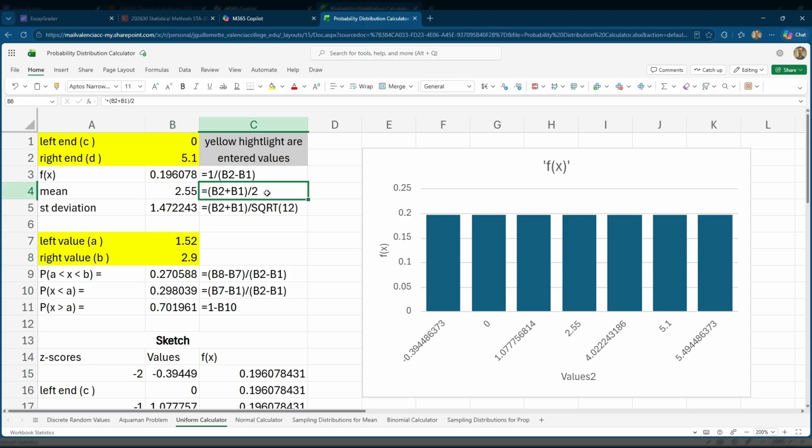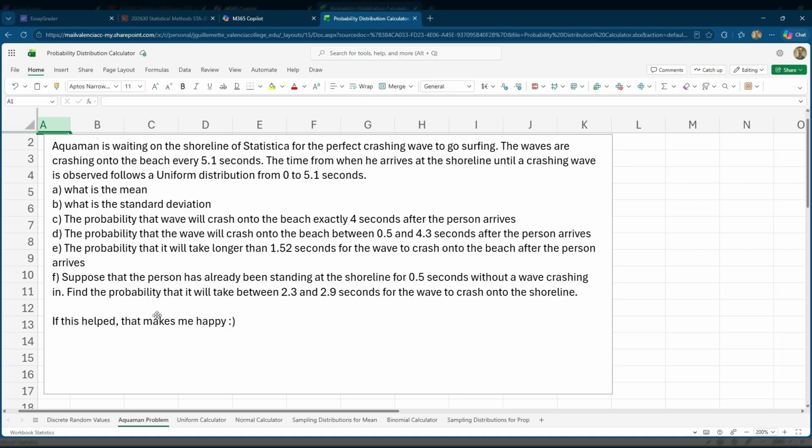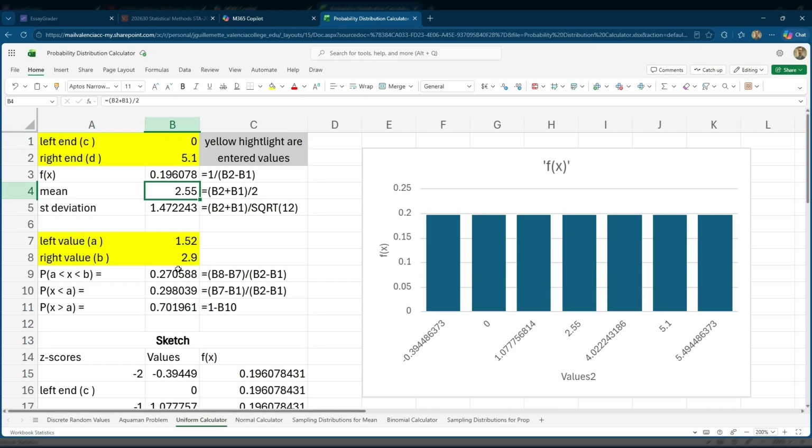So for the mean, it is simply take C plus D and divide it by 2. It's the average. It is the midpoint of the two ends, okay? So here, if I've got 0 and 5.1, the mean is going to be 2.55. All right? So now, what is the standard deviation?